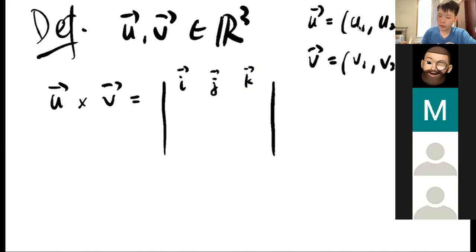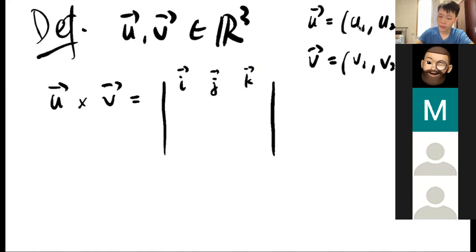Professor, is that the same thing as i hat, j hat, k hat? Yeah, they are the same thing. Some books use hat, some books use both fonts. They all mean standard vectors, or standard basis.